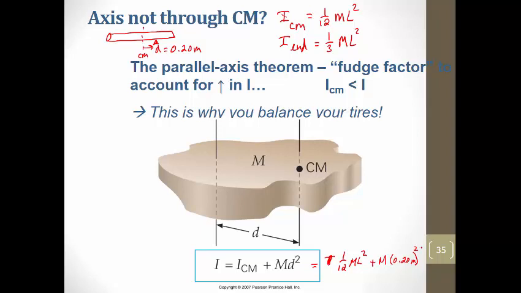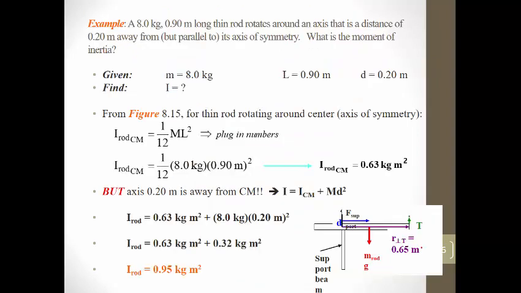If it's not something that's in figure 8.15, like our rod rotating about one end, then we have to add this factor in order to find the real moment of inertia. Moment of inertia is not a vector, so it always adds, right? And we'll do a problem in class that's much like that.